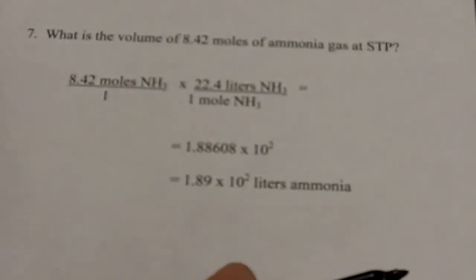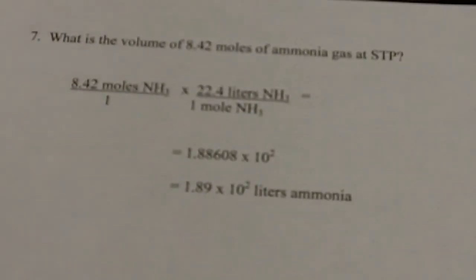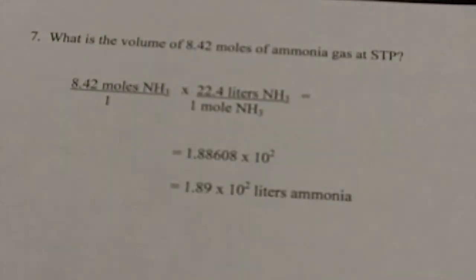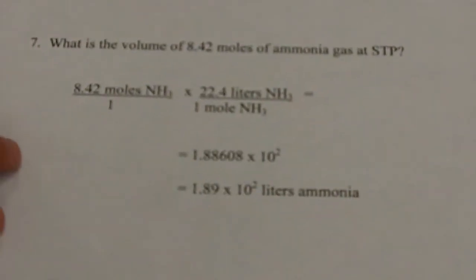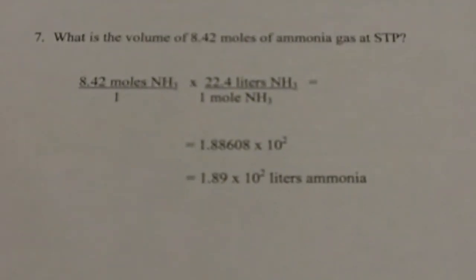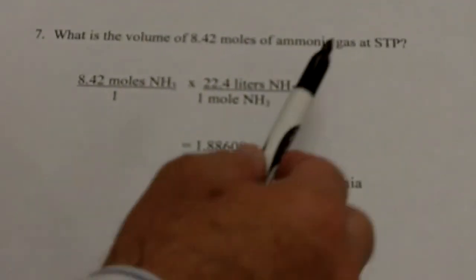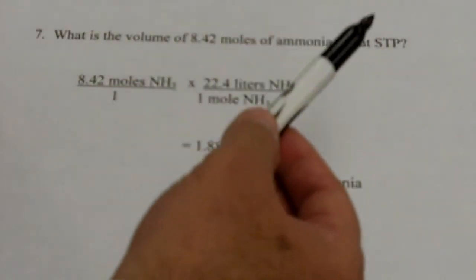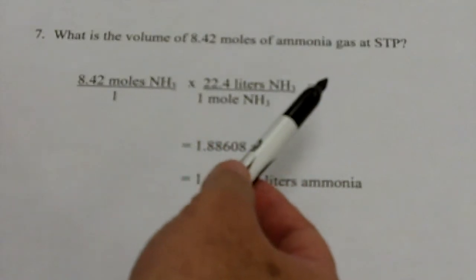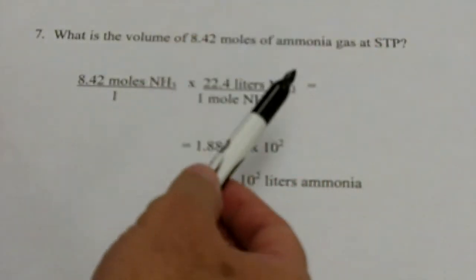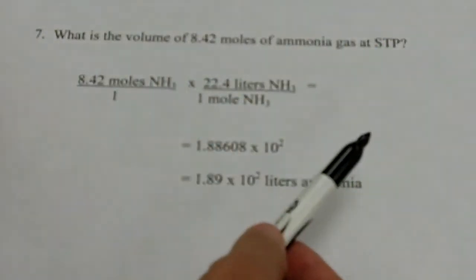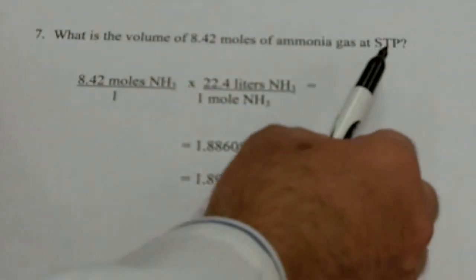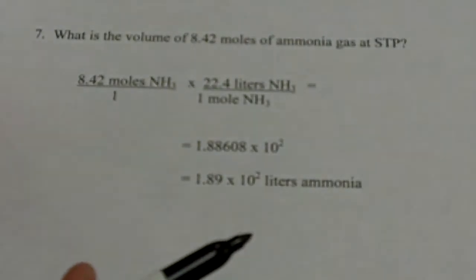Number 7 says, what is the volume of 8.42 moles of ammonia gas at STP? Because of the STP, it appears to be a difficult problem. It's very, very easy, as long as you remember one thing. Standard temperature and pressure simply means 0 degrees Celsius, 1 atmosphere pressure, but it also means this. Every gas, regardless of what the gas is, whether it's ammonia or any other gas, has the same volume at STP, and that's 22.4 liters.